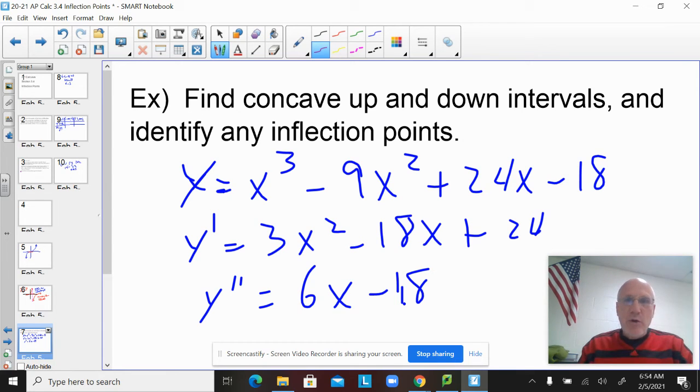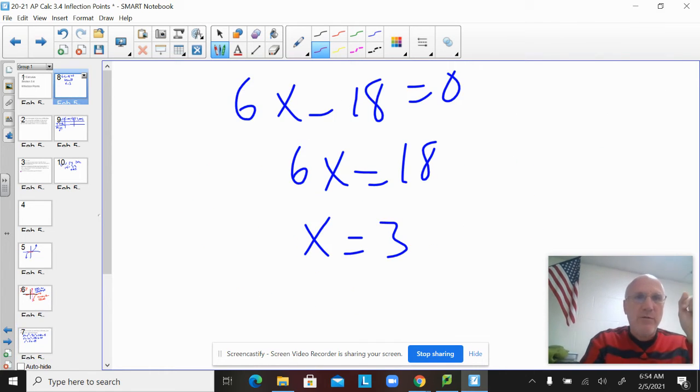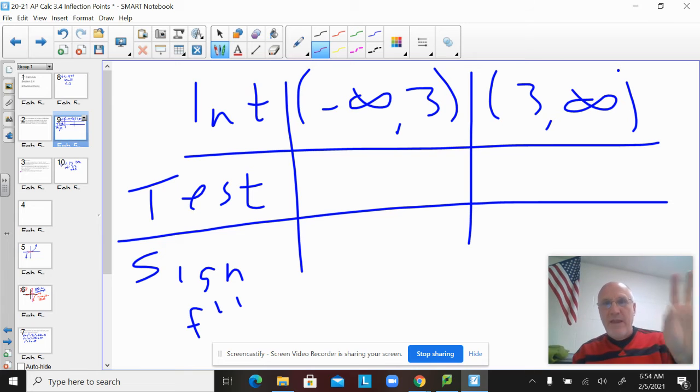All right. So clearly we need to know where that second derivative either equals 0 or is undefined. So I set that second derivative equal to 0, and I get x equals 3. So that's the potential inflection point. So far this is the same as yesterday's assignment. I am going to make a table, and I've started the table here. My intervals go from negative infinity to 3 and from 3 to infinity.